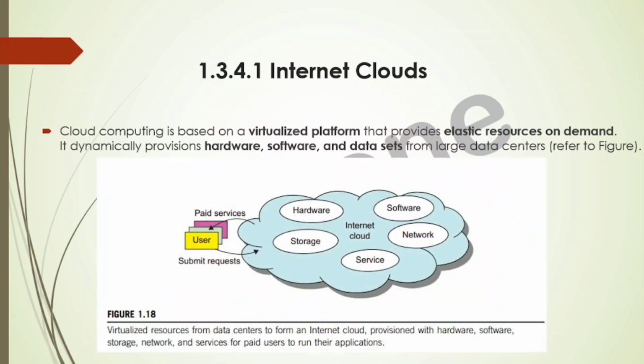And this diagram shows how cloud computing works. A user sends a request to the internet cloud, which is a large group of connected computers. And the cloud provides different services like hardware, software, storage, and network to the user on demand. Yes, these services are virtualized and paid for as needed, making it flexible, cost effective, and easy to use.